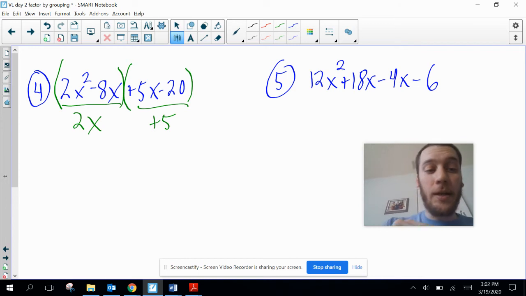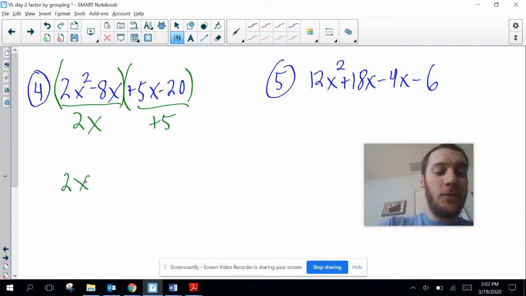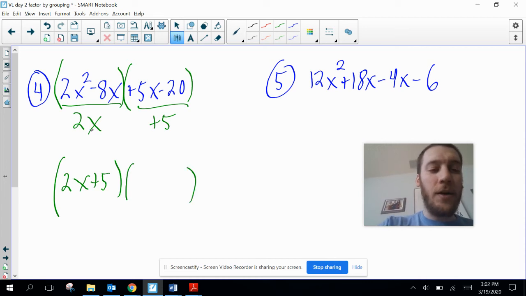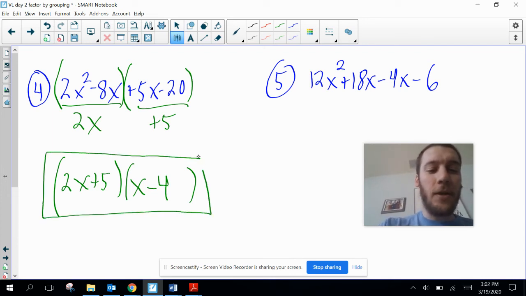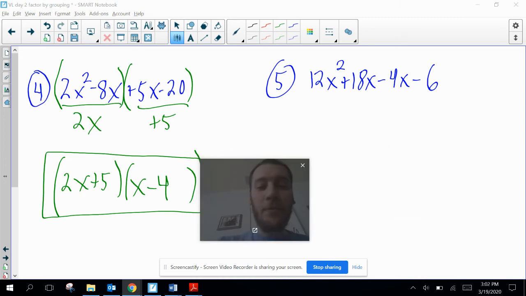And I'm actually going to take a shortcut. The final answer is going to be the two GCFs, and then what's left over, which should match on both of them. So if I divide by 2x on the first one, we're left with x minus 4. If I divide by 5 on this one, it's still x minus 4, and because they match, I know I got it right.